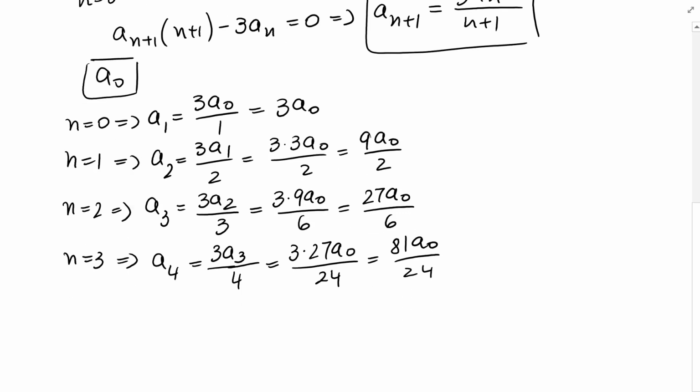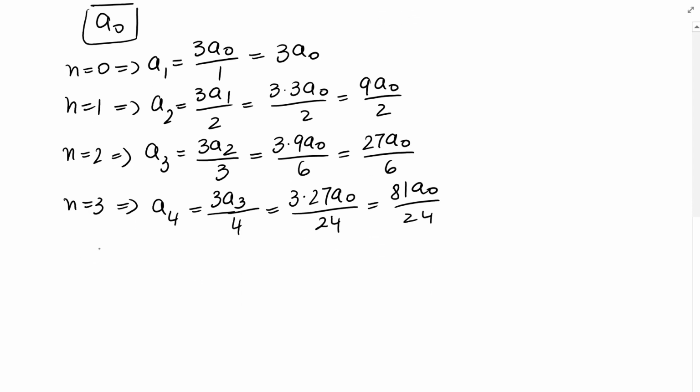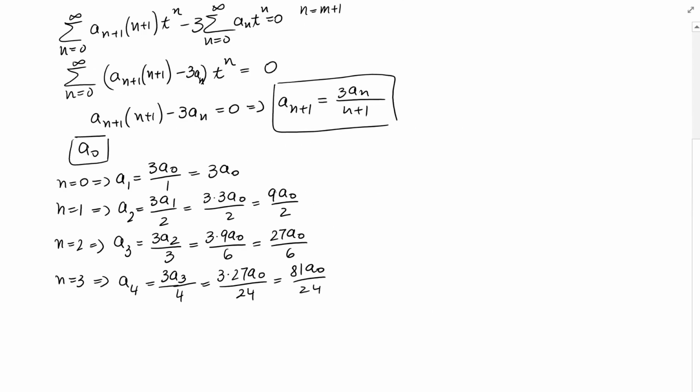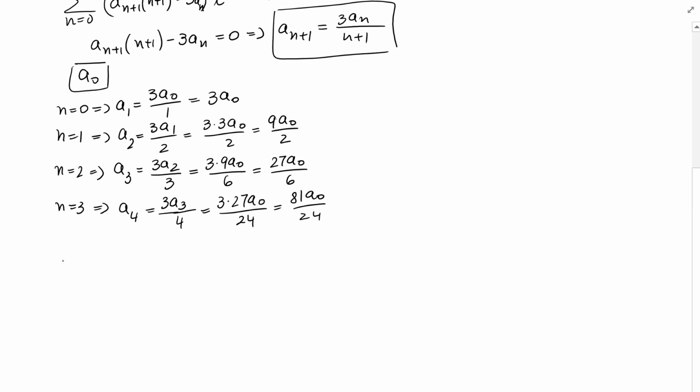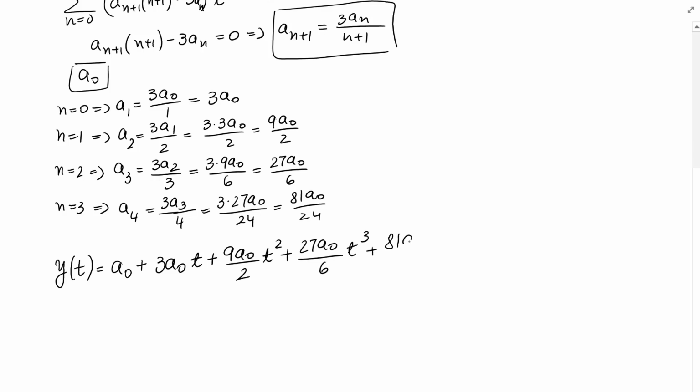So now we can write our solution, y of t, in the form a naught plus a1 t, which is 3a naught t, plus 9a naught over 2 t squared, plus 27a naught over 6 t cubed, plus 81a naught over 24 t to the fourth, plus dot dot dot.